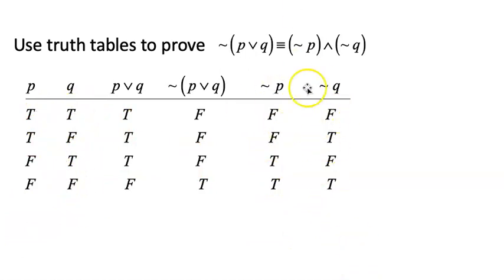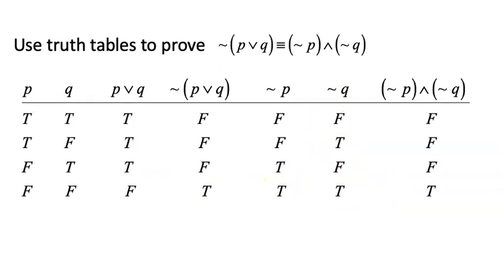And then I want the and of these two columns, not P and not Q. Not P and not Q is true if both are true. Where are both true? In the last slot. The last slot is T, T. So in the last slot both are true, but in the other three they are not both true, so those are all false. And our goal was to prove DeMorgan's law.